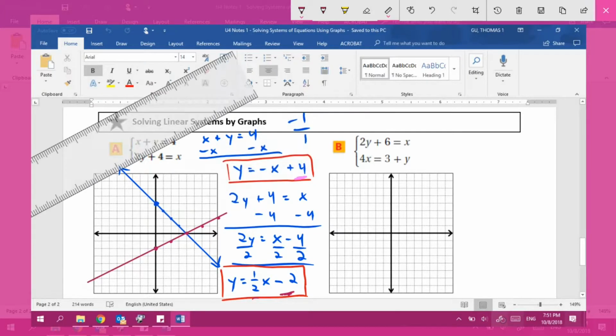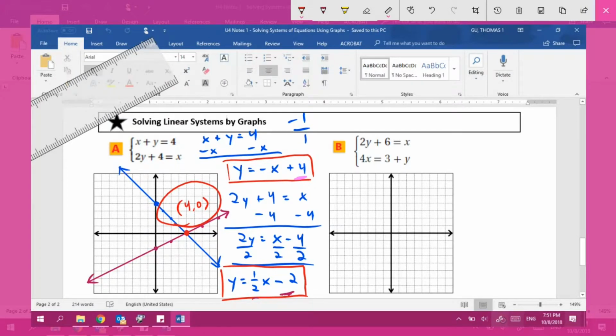And we can already see the point of intersection. It is right here. That is my solution. So what is that point? That point is 4, 0. So my answer is 4, 0. All right, so you guys try B on your own.